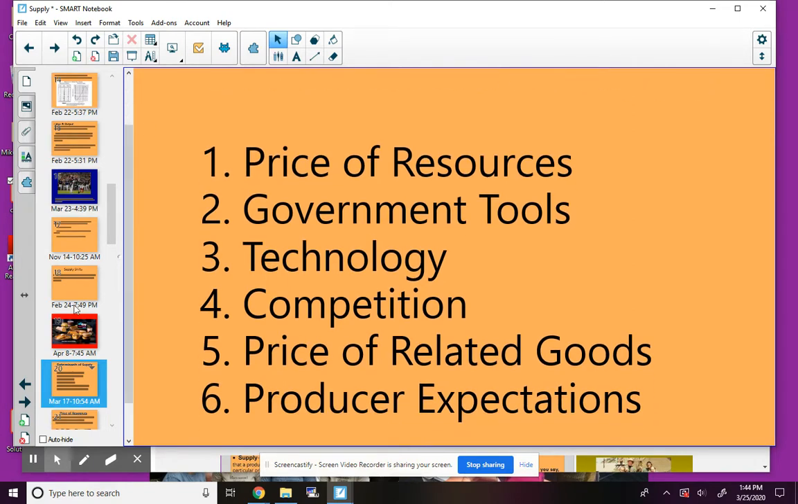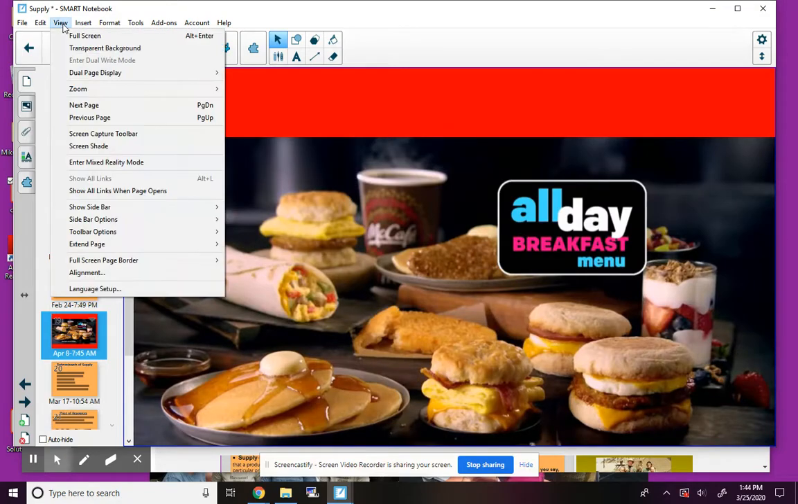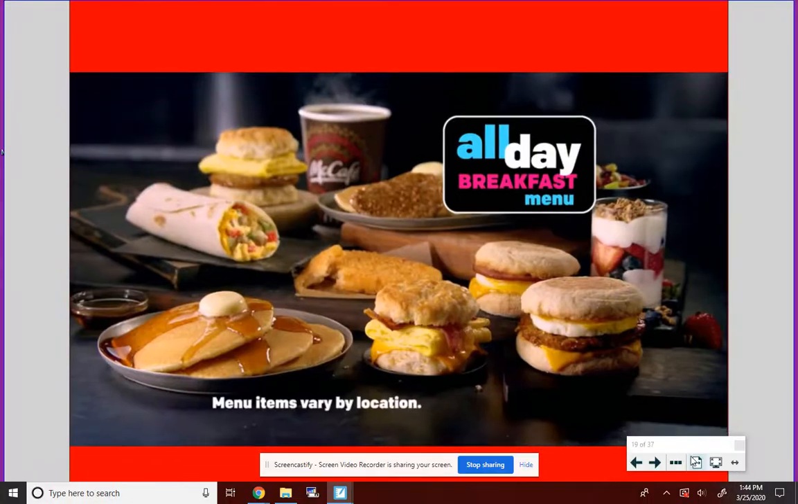So there are 6 determinants of supply. Let's start with McDonald's. Now, when I was your age, I wasn't so fortunate. McDonald's only served breakfast till 10 a.m., not a minute later. Well, when McDonald's tried to go all day breakfast, they started with their restaurants in San Diego and then expanded and continued to expand, and now it's across the country.